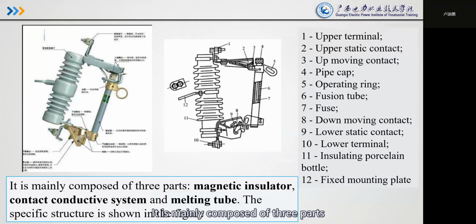It is mainly composed of three parts: porcelain insulator, contact conductive system, and melting tube. The specific structure is shown in the figure, including 12 parts.